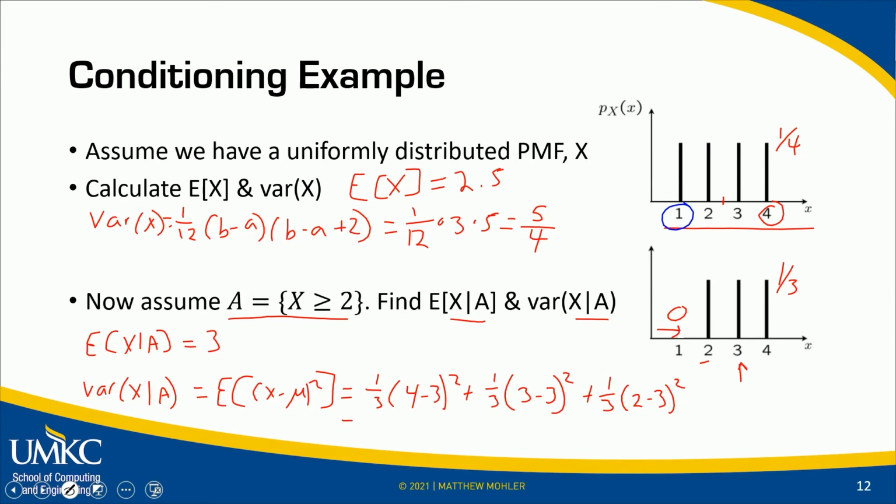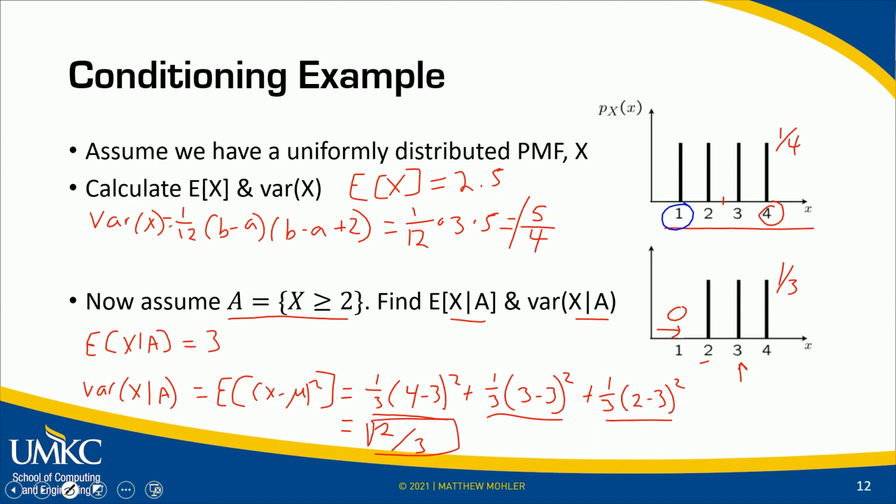Solving this, we find that this is 1/3 times 1 squared for this first term, 1/3 times 0 squared, and 1/3 times minus 1 squared, which at the end of the day is 2 1/3s multiplied by a 1, or just 2 thirds. So the variance in this case is 2 thirds.